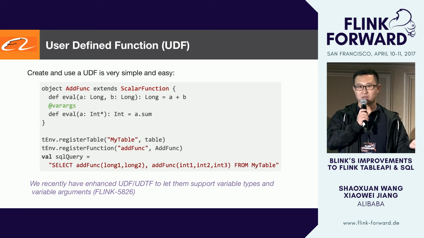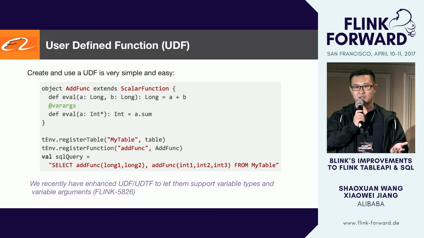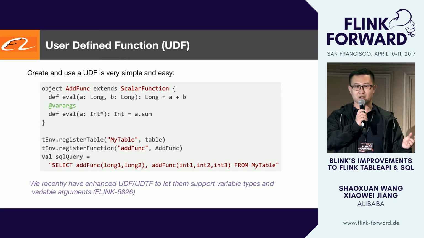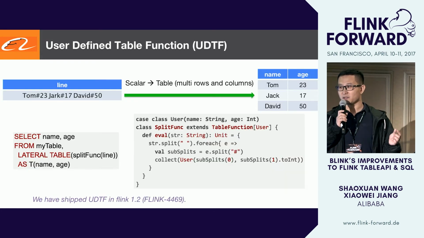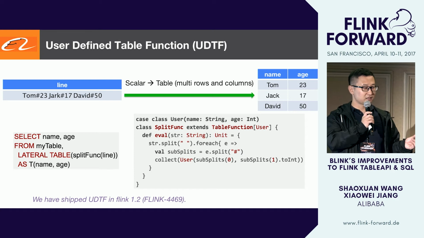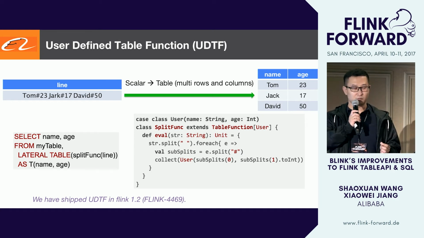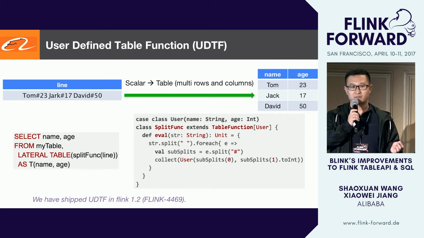What if the user wants multiple lines and multiple columns? For instance, in this case, the user gives you a string with spaces and delimiters. They want to use one delimiter to split the lines and another to split the columns. So you basically have a scalar and transform it to a table. The table has two columns, name and age. Then we need a UDTF.